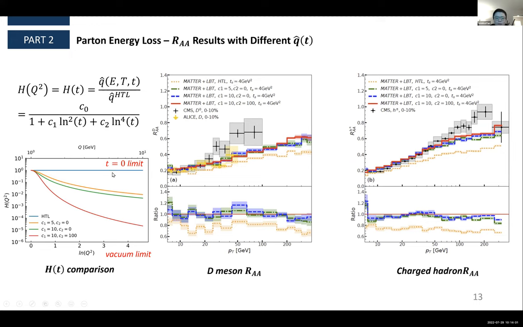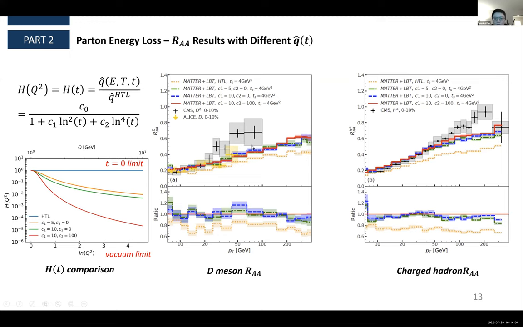we consider three combinations for the C1 and C2. And we can see those finite values for C1 and C2 are basically interpolating between the vacuum limit, where there's essentially no energy loss in the matter phase, and also the HTL limit, where there's no virtuality for the parton. And we can see by going from HTL to the virtuality dependent Q hat, we see a visible enhancement of RAA at high pT.